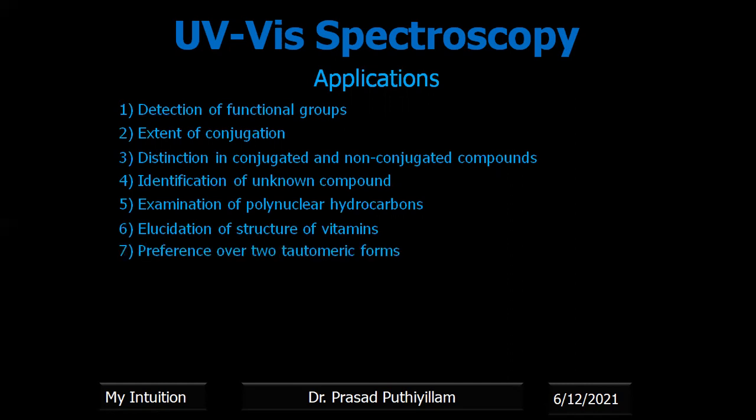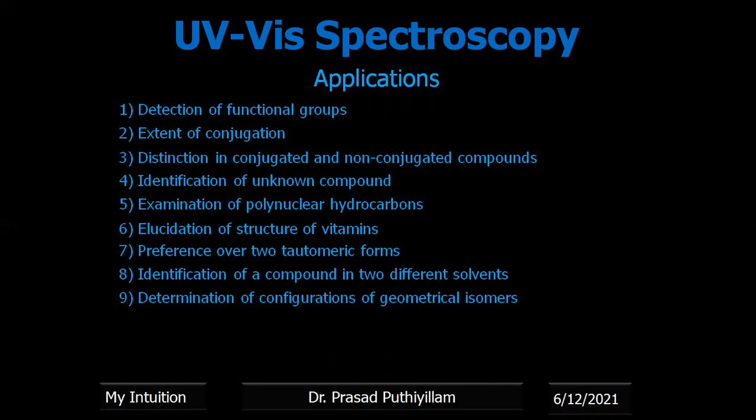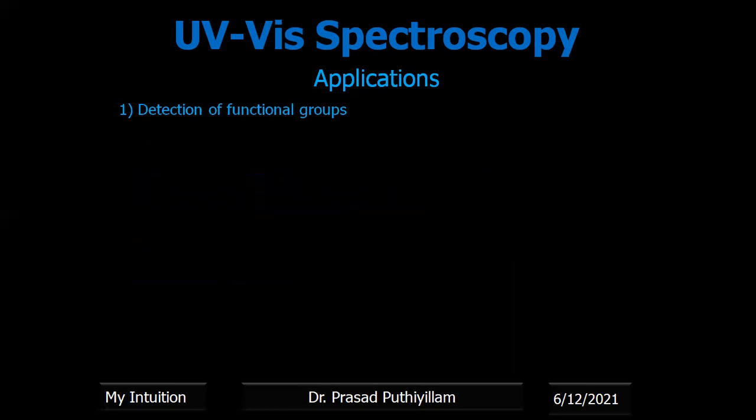Preference over two tautomeric forms. Identification of a compound in two different solvents. Determination of configurations of geometrical isomers. To distinguish between equatorial and axial conformations, and so on. So many applications are there. You can refer to many textbooks and get different applications, but all have almost the same information. But many important applications are there for UV visible spectrophotometry. I took only 10 from the textbooks.